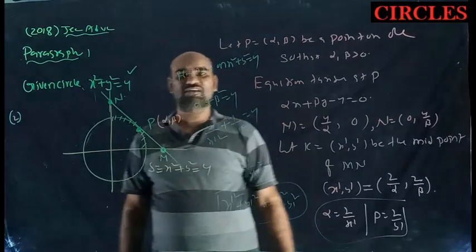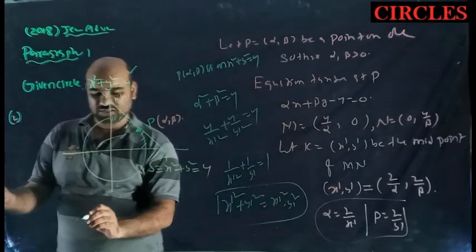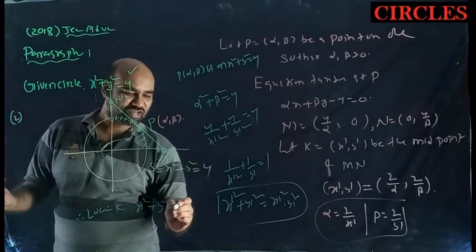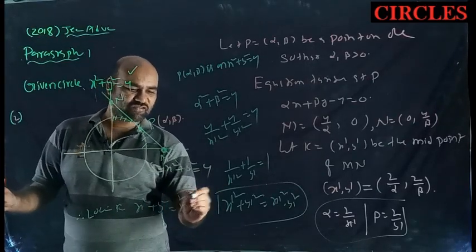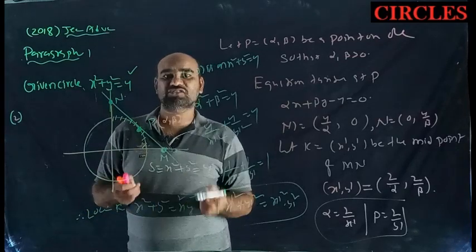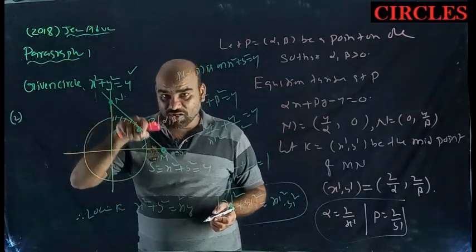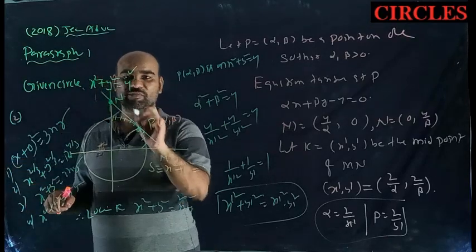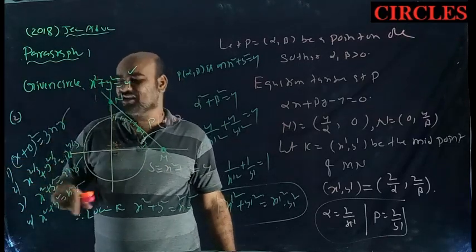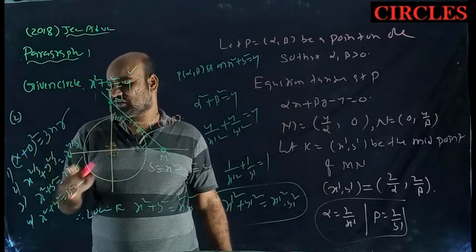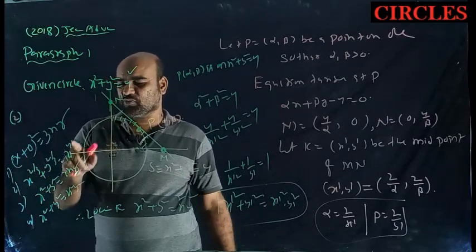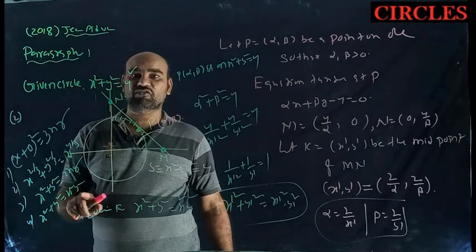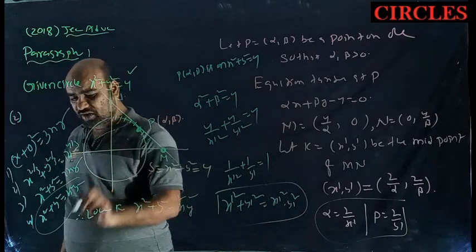Now I want to write the locus equation. The locus equation is x square plus y square equal to x square y square. The problem gives four options: the midpoint of MN lies on which of the following curves. x plus y whole square equal to 3xy; x power 2 by 3 plus y power 2 by 3 equal to 4 by 3; x square plus y square equal to 2xy; x square plus y square equal to x square y square. That is what we got, so I take the answer as option 4.